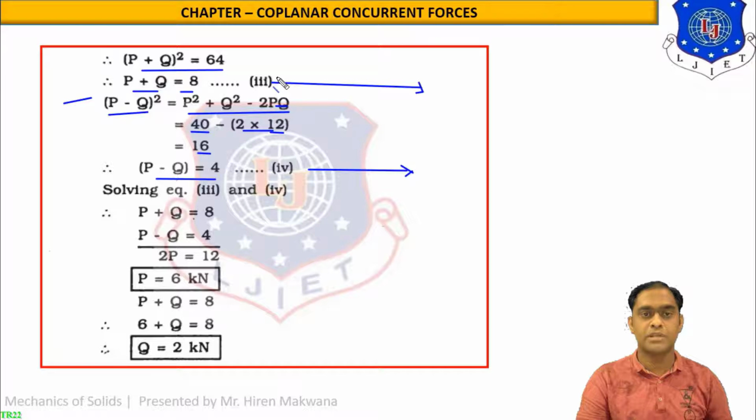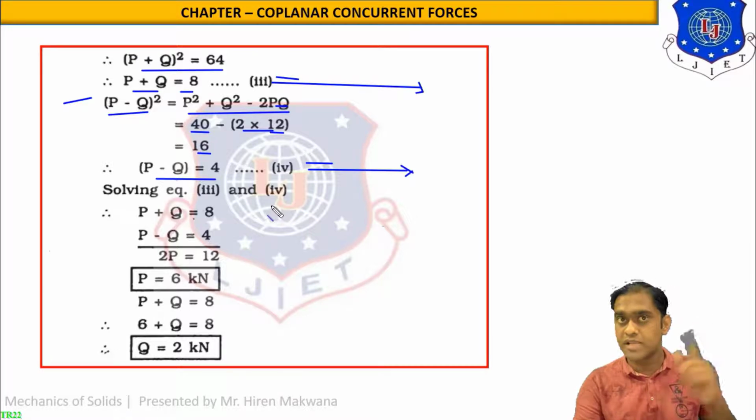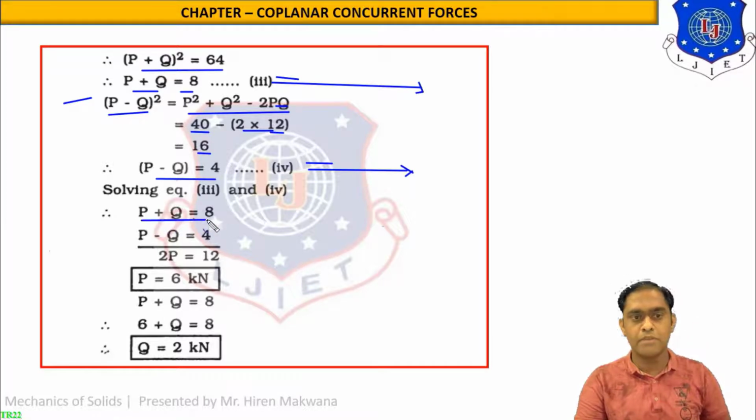So from equation number 3 and from equation number 4, you can just eliminate. Elimination method as in the 10th or 9th standard. From the third equation, P plus Q equal to 8. From the fourth equation, P minus Q equal to 4. By adding these two equations, Q will be cancelled out. P plus P equal to 2P and 8 plus 4 equal to 12. So P equal to 12 by 2. So P equal to 6 kilonewton. So now the first answer is ready for you. P equal to 6 kilonewton.